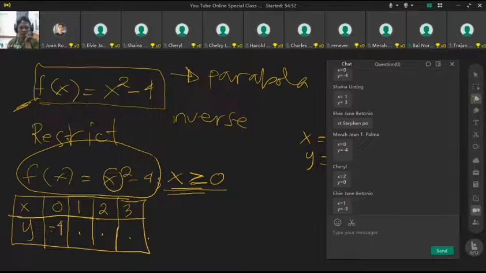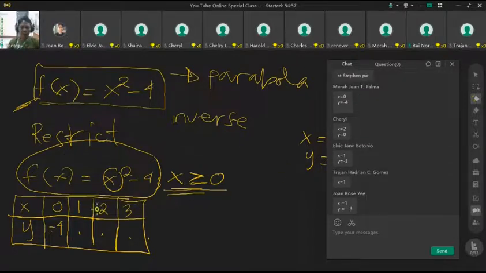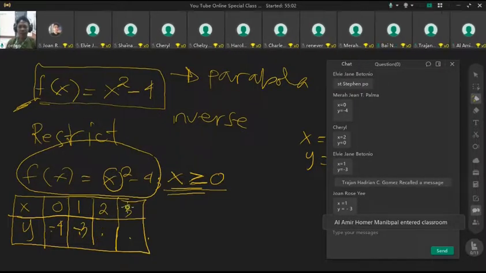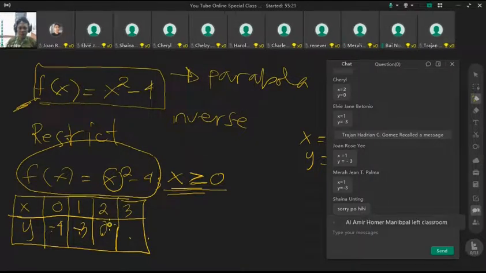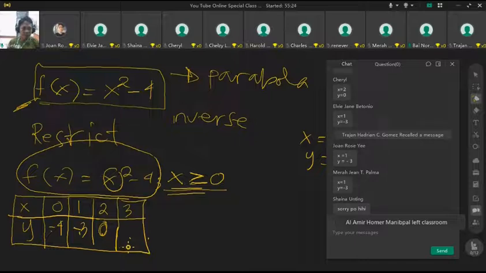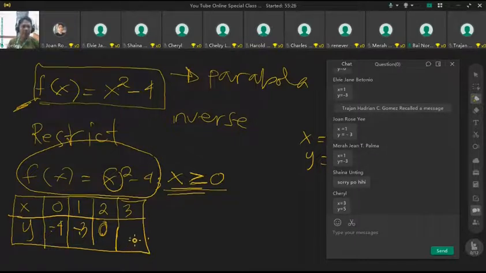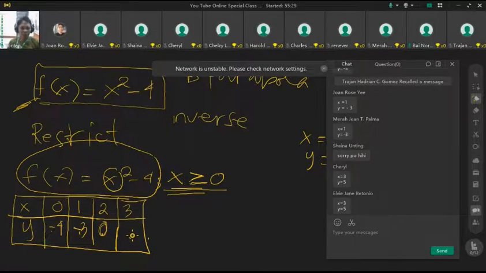If x is 1, what is our y? Yes, negative 3, tama. If x is 1, that is negative 3. If x is 2, tama, Cheryl. If x is 2, your y is 0. If x is 3, what is our y? If x is 3, our y is what? 5, correct, Cheryl.